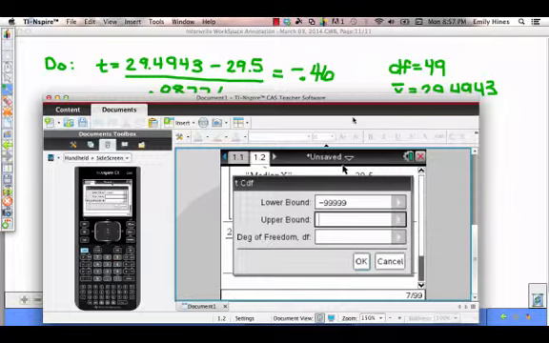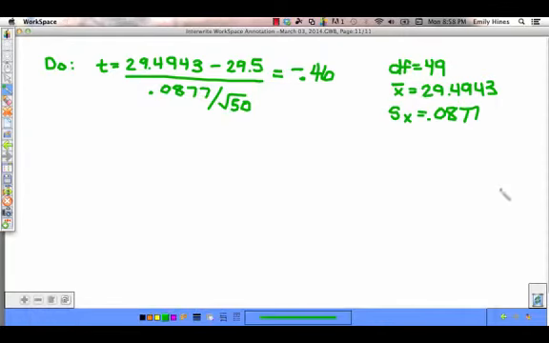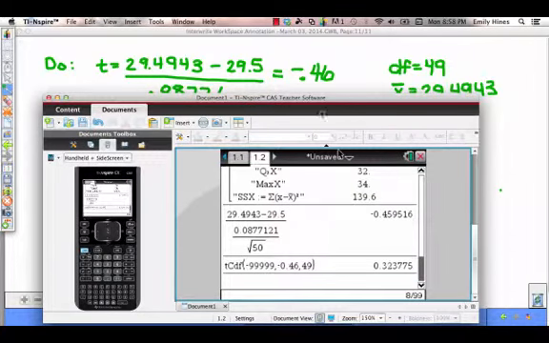This would be negative 0.46. My degrees of freedom is 49. And I hit OK. And I get 0.323. So my p-value, and because it is two-tailed, I need to multiply that by 2. And I end up with about 0.646.